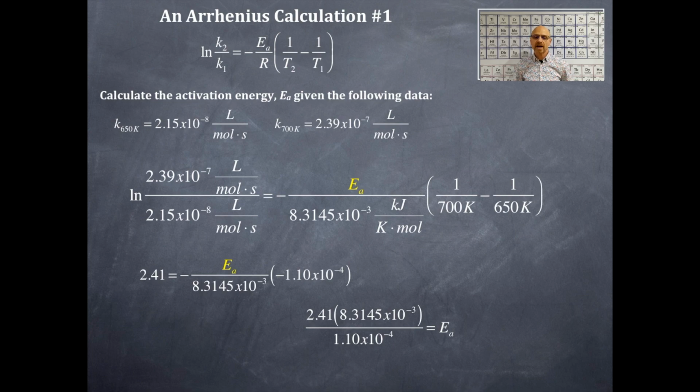I'm going to plug this into my calculator and I'm going to get my E sub A value this time. So here's my answer of the E sub A. It's 182 kilojoules per mole. Okay, those are the units for the activation energy barrier. Remember, the activation energy barrier is the minimum amount of energy required for this reaction to proceed from the reactants to the products. And you need to overcome this barrier in order to get over to the product side.